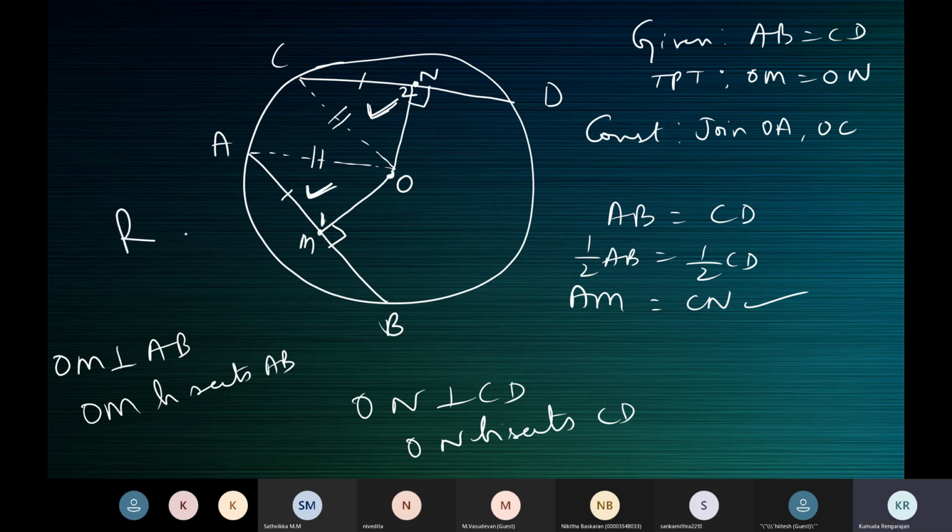That makes R. OA is equal to OC, radii of the circle, H. And then AM is equal to CN, S. By the RHS rule, the two triangles are congruent. So by CPCTC, you will have OM equal to ON. So if AB is equal to CD, then OM is equal to ON.